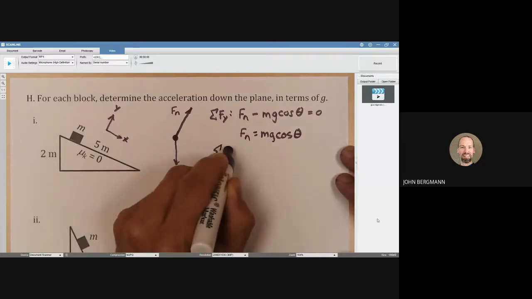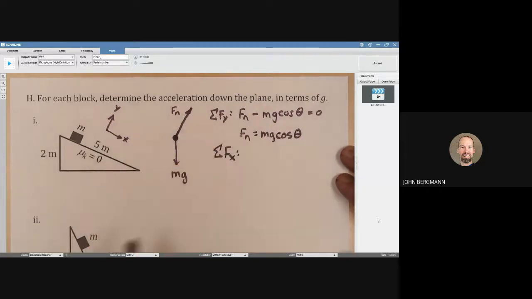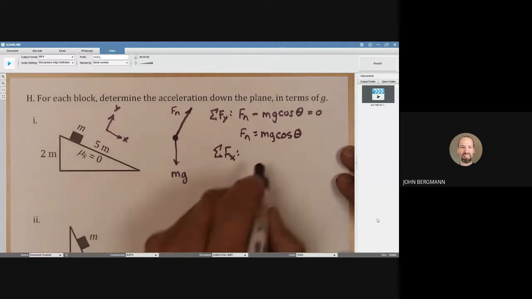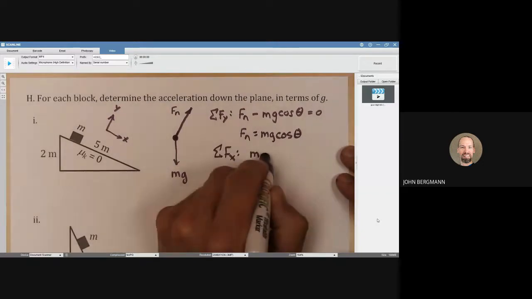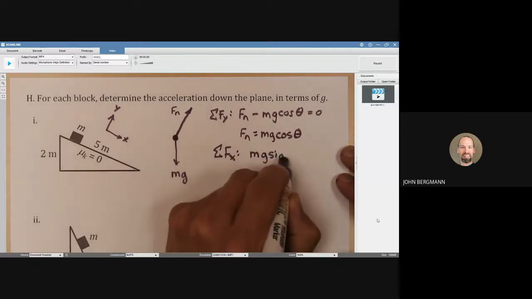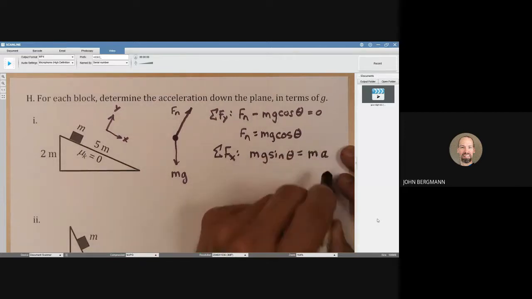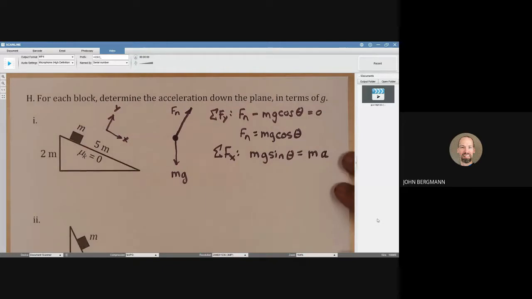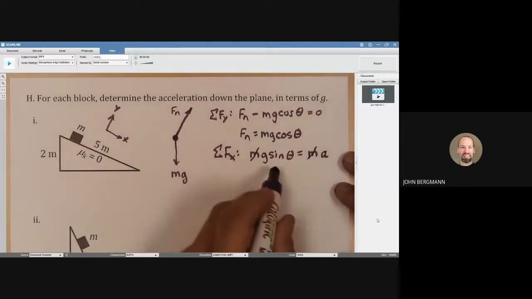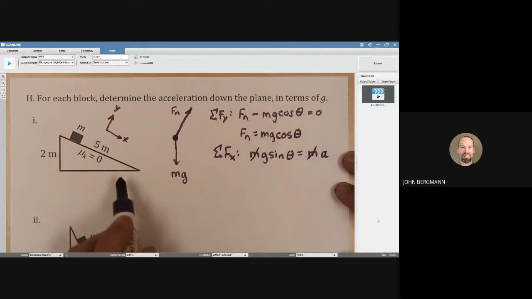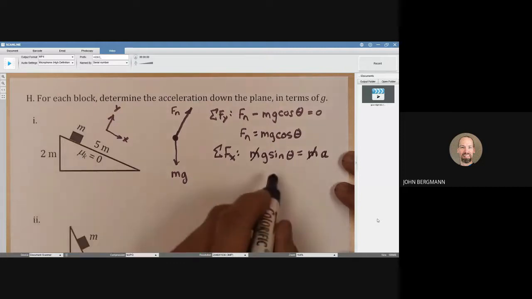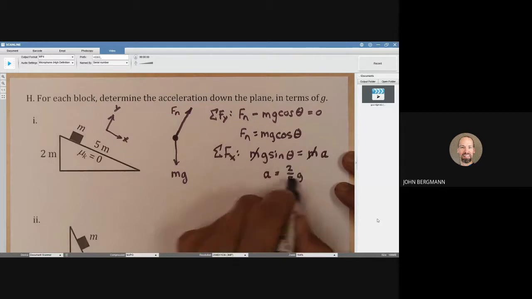Let's sum the forces in the x direction. Since there's no friction, the only x component is mg sine theta. And that needs to equal the mass of this object times the acceleration down the plane, which is not 0. The m cancels. The sine of theta is 2/5, according to this picture, that's theta. So the sine of theta would be 2/5. So I think the acceleration would be 2/5 g.